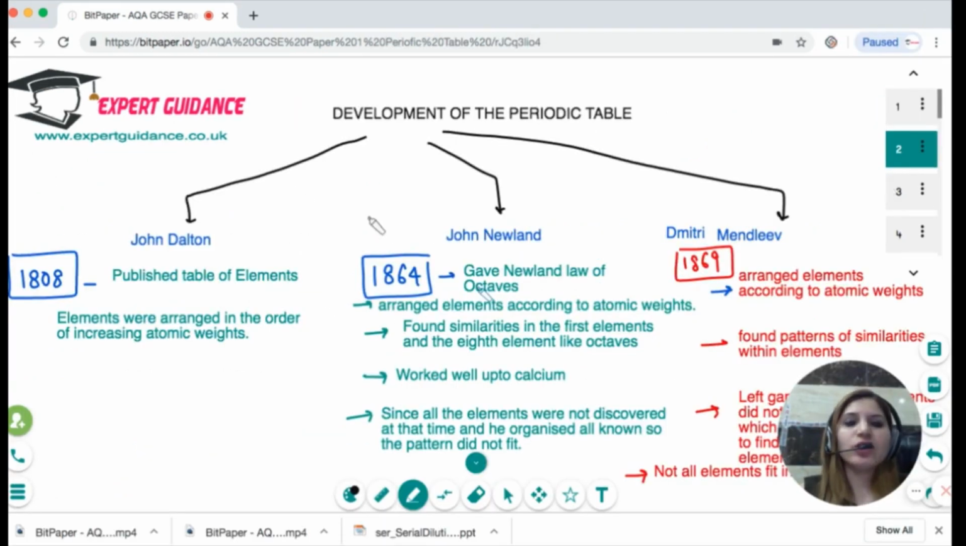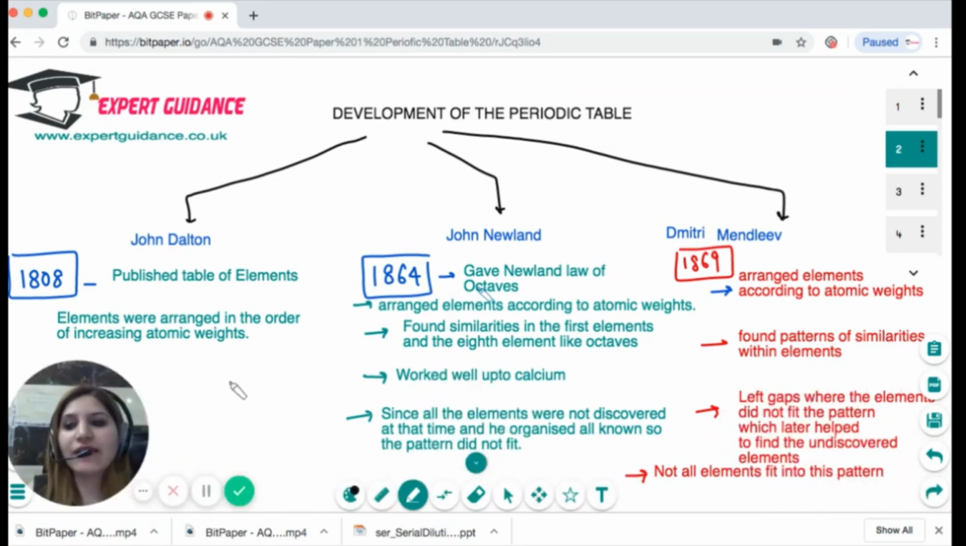Now, when we talk about the development of the periodic table, it took a lot of years to get the periodic table in the form which we have now. It started around 1808, when a scientist called John Dalton published a table of elements, and he simply arranged the elements in the order of increasing atomic weights. There was no pattern, no similarity that was detected, so his idea was completely rejected.